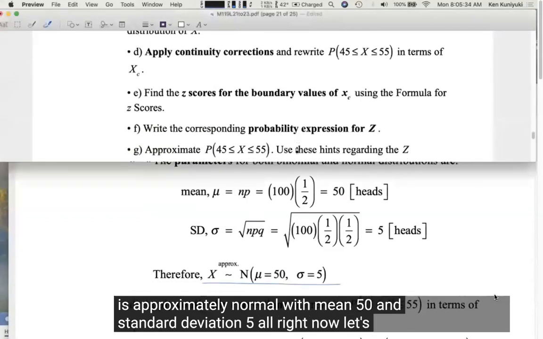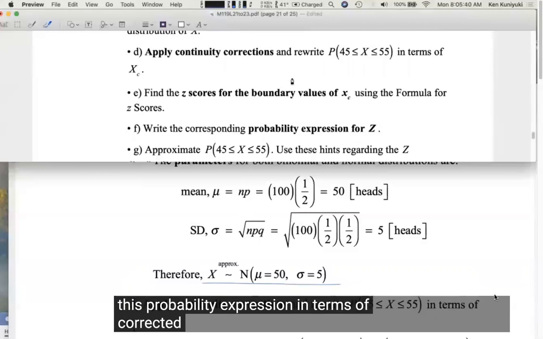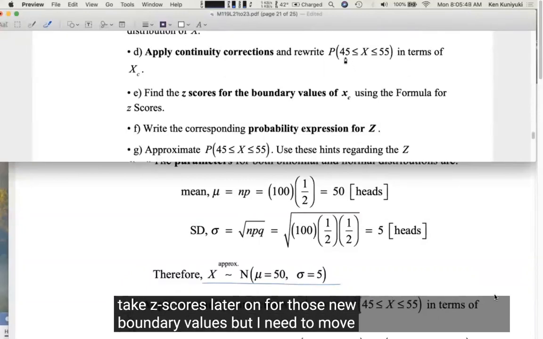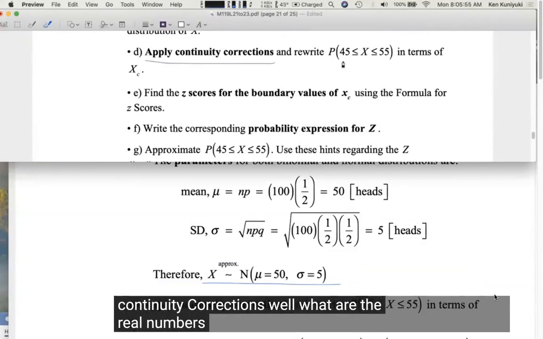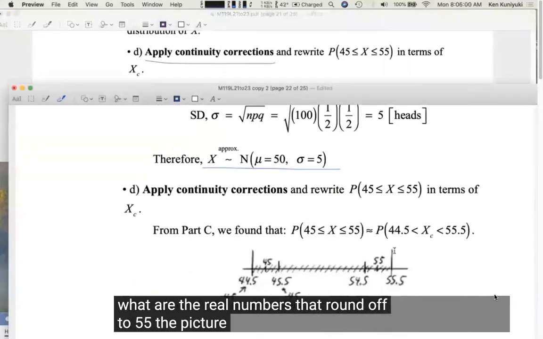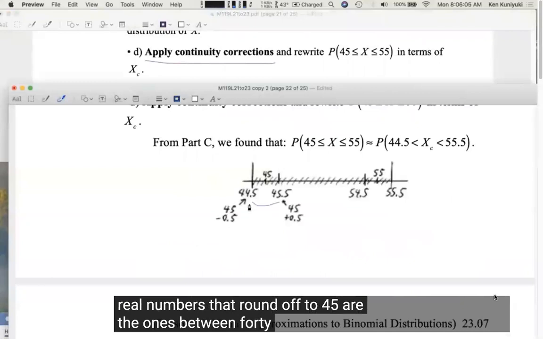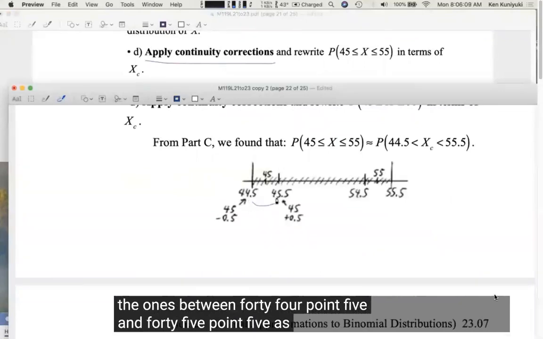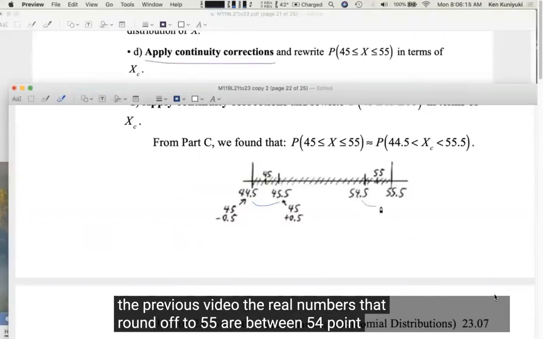All right, now let's apply continuity corrections and rewrite this probability expression in terms of corrected X. So we're going to nudge or move these boundary values slightly and take z-scores later on for those new boundary values. But I need to move these slightly in order to apply the continuity corrections. Well, what are the real numbers that round off to 45? And what are the real numbers that round off to 55? The picture looks like this. The real numbers that round off to 45 are the ones between 44.5 and 45.5, as we said in the previous video. The real numbers that round off to 55 are between 54.5 and 55.5.